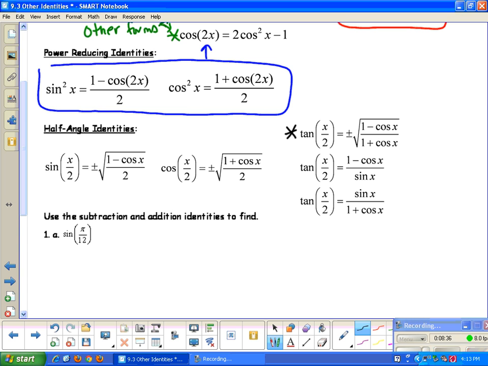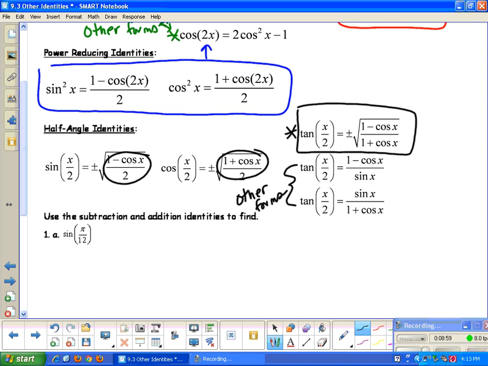So now I have my half angle identities, and the last one that we need to know is our tangent half angle identity, which is this one right here, and then these two are the other forms for the tangent half angle identities. And notice that in order to get this, we do sine over cosine for tangent. So notice that sine over cosine, we would have this over this. So your 2's in the denominator would cancel out. So 1 minus cosine x over 1 plus cosine x is how we get that. And then we can also simplify that into these two forms that we have right here.